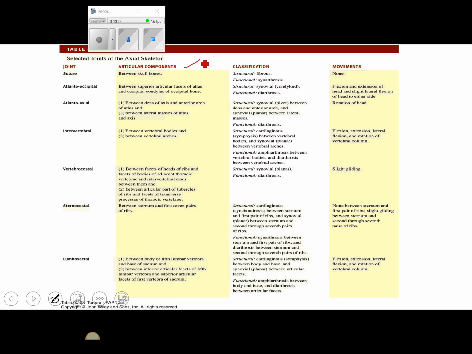The sutures, you should know those are between the skull bones. Vertebral, those are between the vertebral bodies. The atlantoaxial, that's between the dens of the axis and the anterior arch of the atlas and between the lateral masses of the atlas and axis. The atlanto-occipital, that's between the atlas vertebra and the occipital condyles.